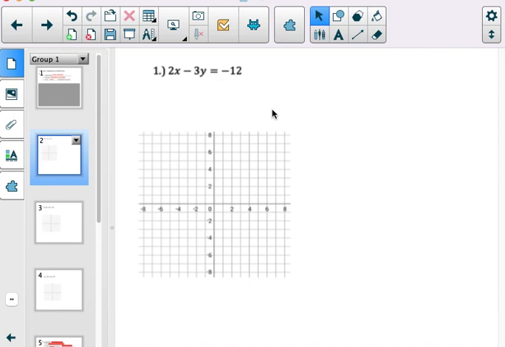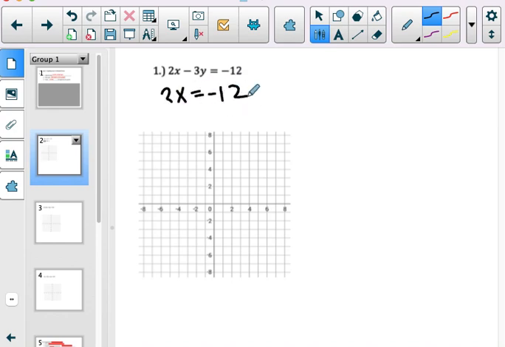So the equation is 2x minus 3y equals negative 12. So the first thing you need to do is find an intercept. So like we discussed in section 4, an intercept is where the line would touch the axis. And that means the opposite value is 0. So if I wanted to find the x-intercept here, I would plug in 0 for y. That would leave me with 2x equals negative 12.